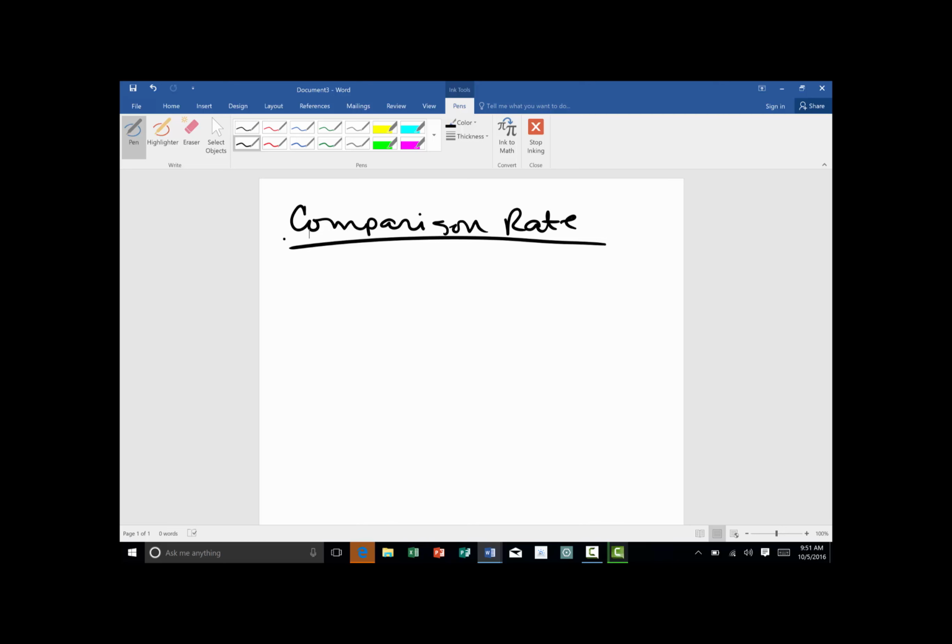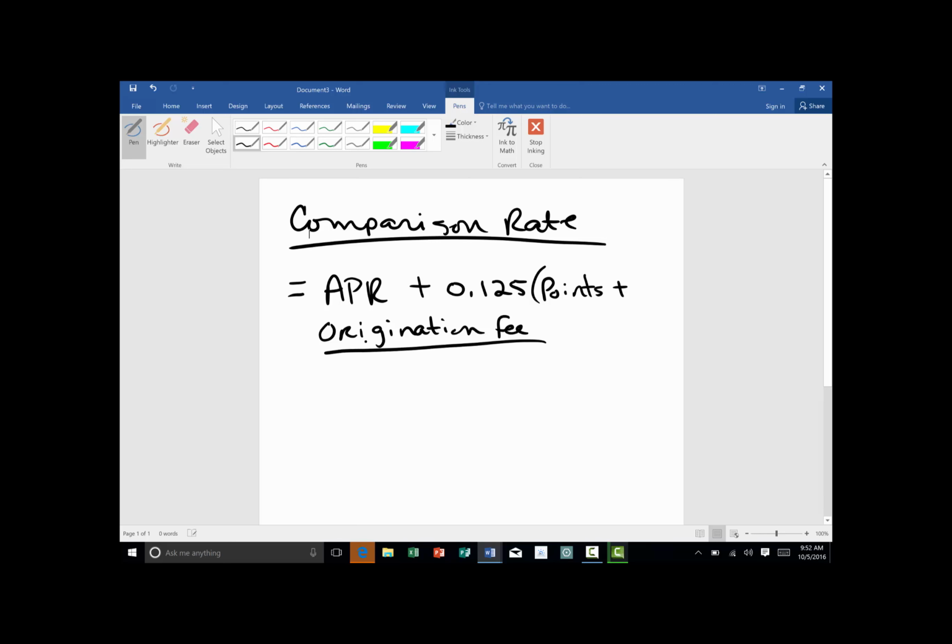So the comparison rate is equal to the APR, which is your annual percentage rate, so just your interest rate that they give you, plus 0.125, and this is just a weighting factor to tell you that your interest rate is actually more important than something else. So this is just what they use for this. And then times points plus the origination fee, so an upfront fee that they may give you, divided by the amount of the loan.